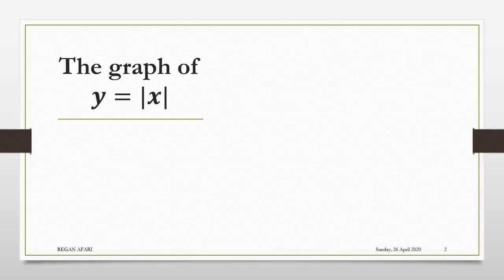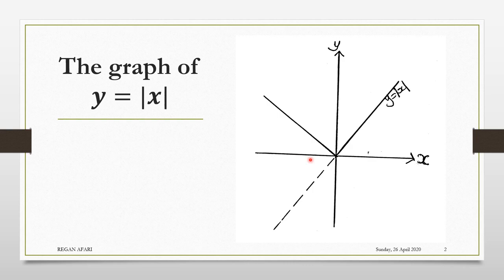Let's start with the graph of y is equal to the absolute value of x, or you would want to call it y is equal to the mod of x, or y is equal to the modulus of x. They are all the same. This is how the graph will look. I'm going to walk you through all the steps to draw this graph.